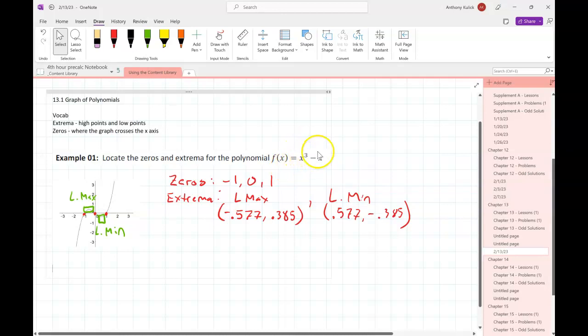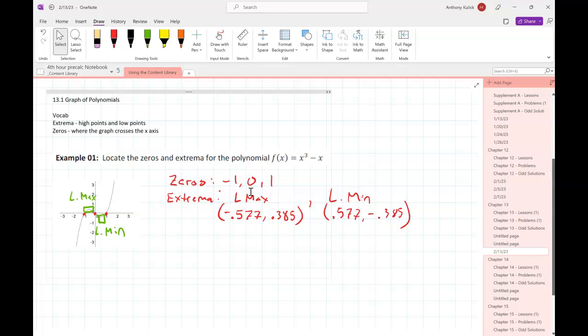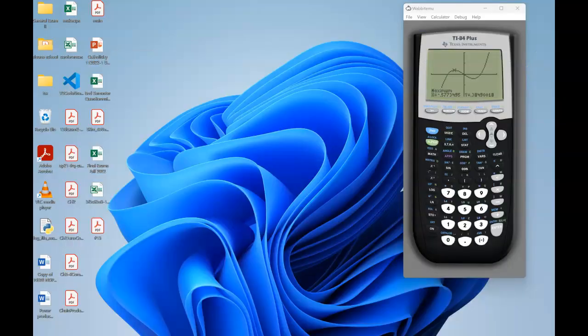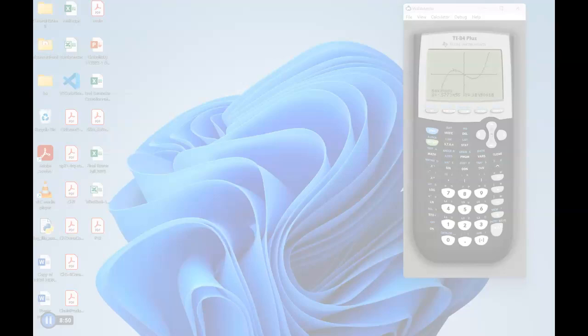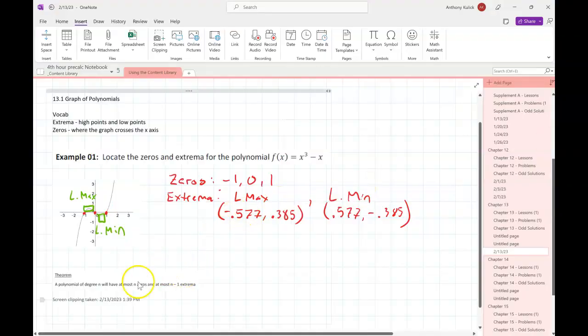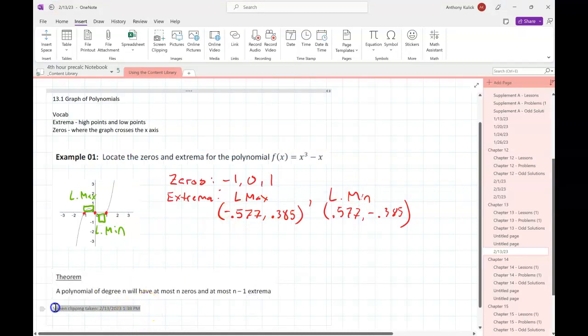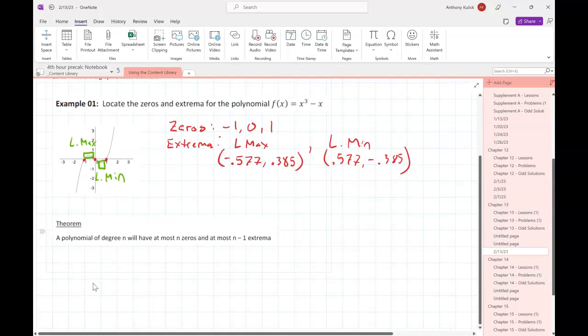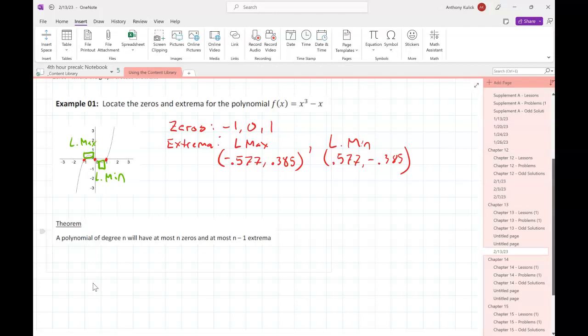How about a relationship between the degree and the number of extrema? It's different by how much? 1. Almost. So what's the almost part, Mr. Kulik? Well, it's that the number of zeros will always be at most equal to the degree, and the number of extrema will be at most 1 less than the degree. So it could be less, right?